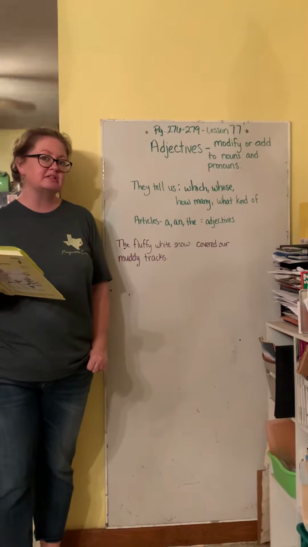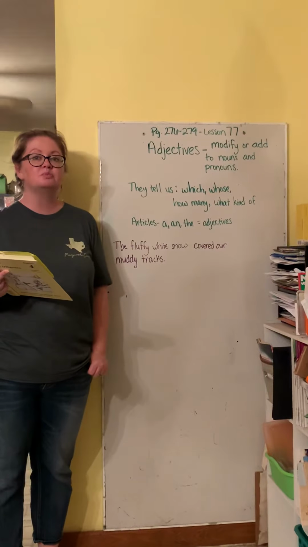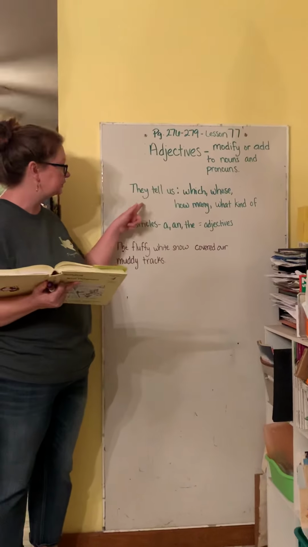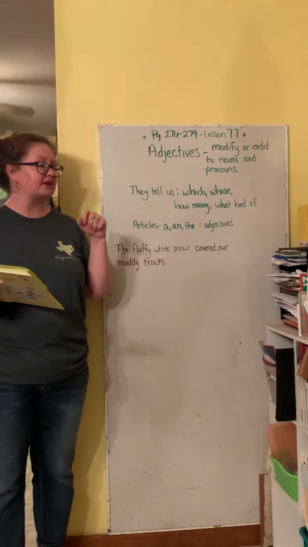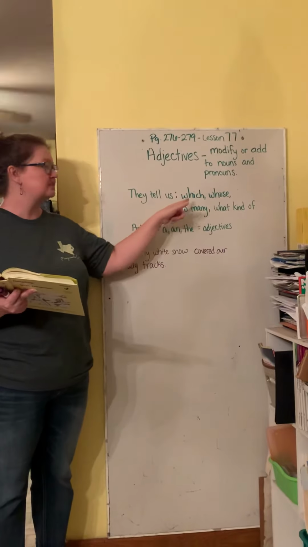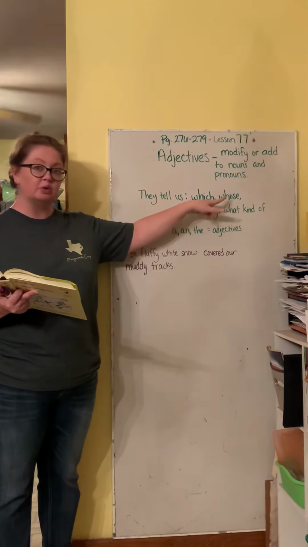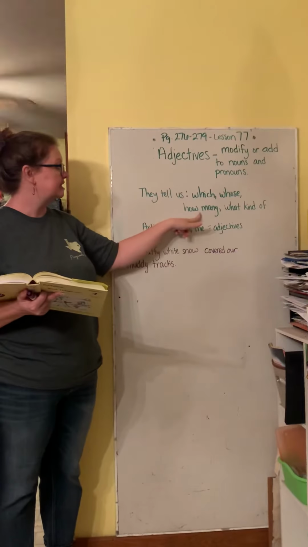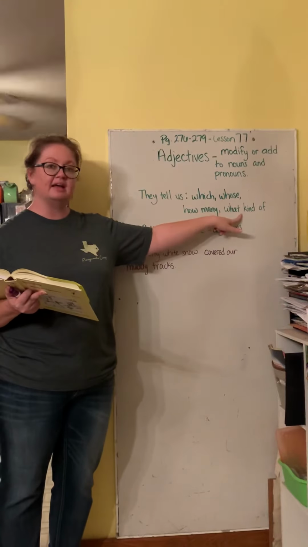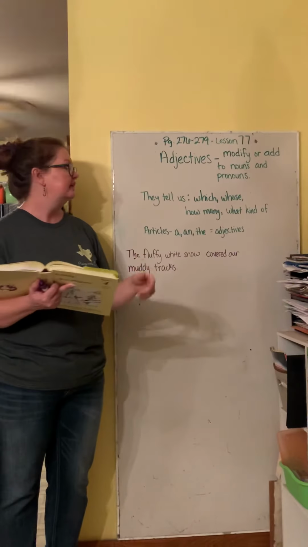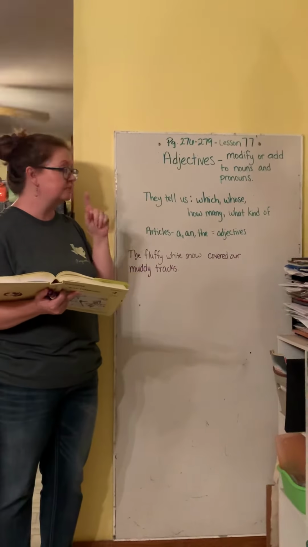So really what they do is they describe, they give us more information. And they tell us a few different things. Some adjectives tell us which one. Some tell us whose, like who does it belong to. Some tell us how many and what kind of.